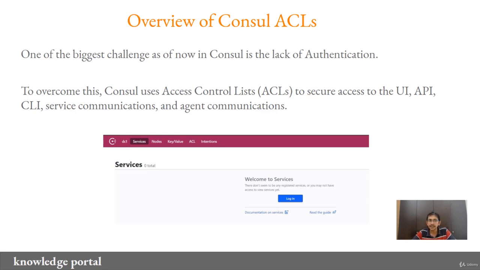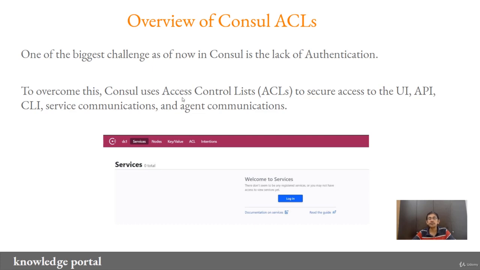To overcome this, Consul makes use of a feature called access control list to secure the access towards the user interface, API as well as the CLI. If you look into this screenshot, if you want to look into the data which is associated with the services, it is first asking you to log in, and only after you log in will you be able to see the data. That is what can be achieved with the help of access control list.